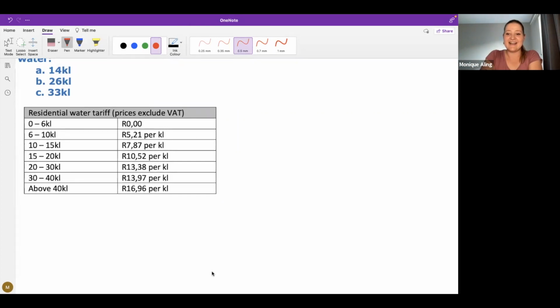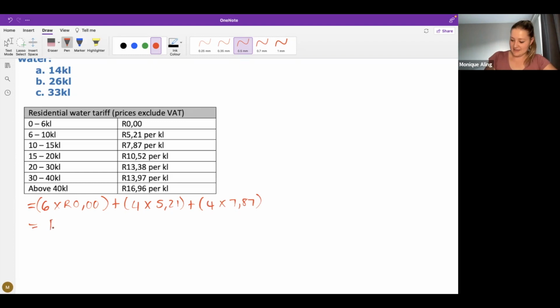Okay, ma'am. I said 6 kiloliter multiplied by 0 rands. Then I put them on the brackets. Then I say plus 4 multiplied by 5,21. Then I put them in the brackets. Then I say plus 4 multiplied by 7,87. Then I say is equals to, I multiply all those numbers, I put them in the brackets. I got 0 rands. Then I say plus 20,84. Then I say plus 31,48. Then it's equals to 52,32. Then I multiply by 1,15% of rate. Then it gave me 60,17. Okay, well done, Tandeka.